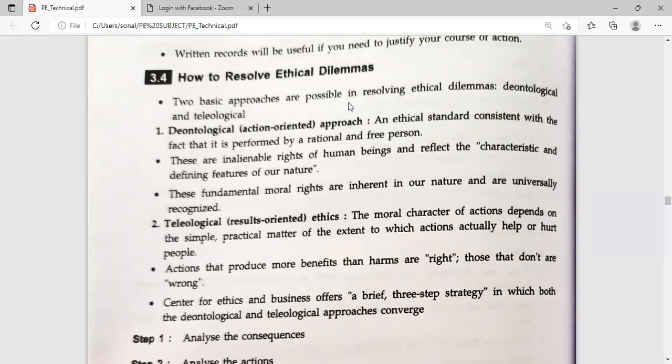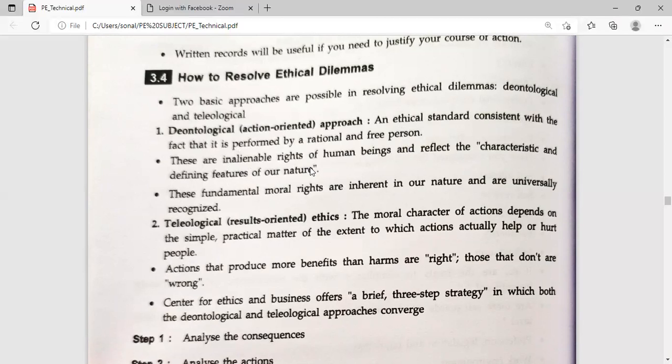Two basic approaches are possible in resolving ethical dilemmas. एक होती है deontological and teleological. Deontological जिसको हम बोलते हैं action oriented approach. An ethical standard consistent with the fact that it is performed by a rational and free person.